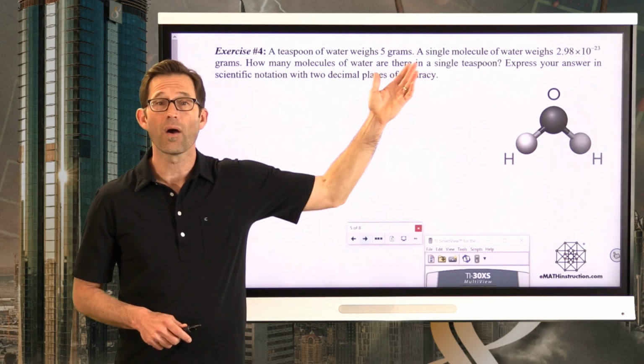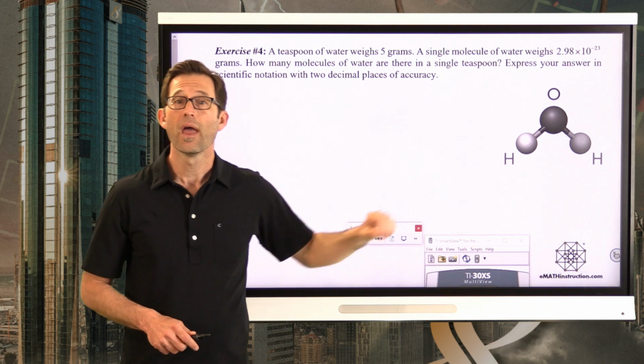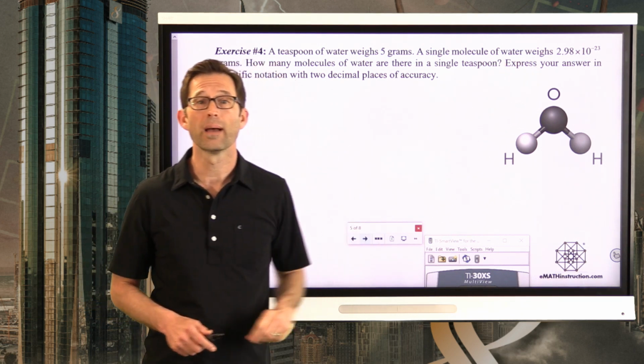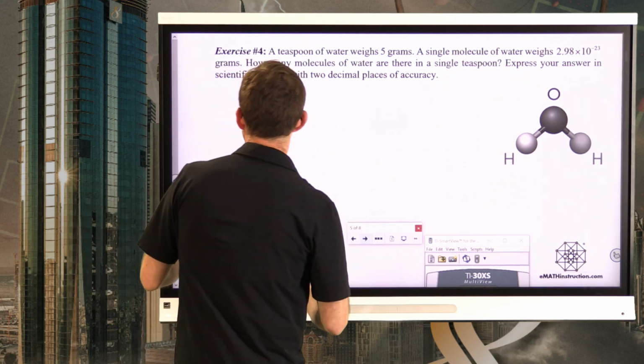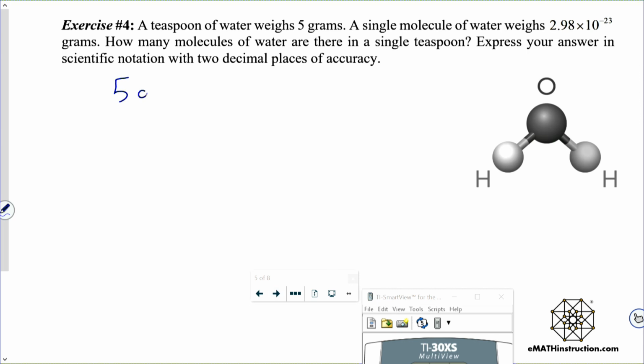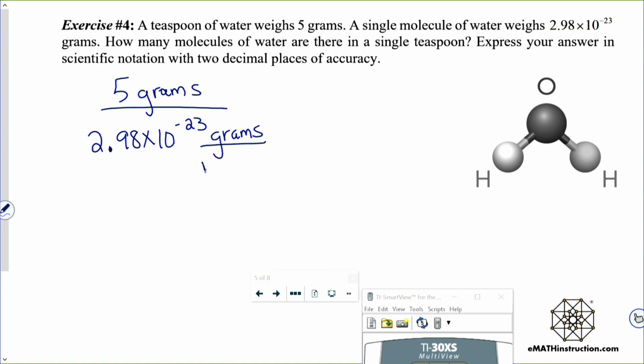Well, we want to take our weight of 5 grams and we want to divide it by how many grams per molecule we have. So I'm going to have 5 grams divided by 2.98 times 10 to the minus 23rd grams per molecule.